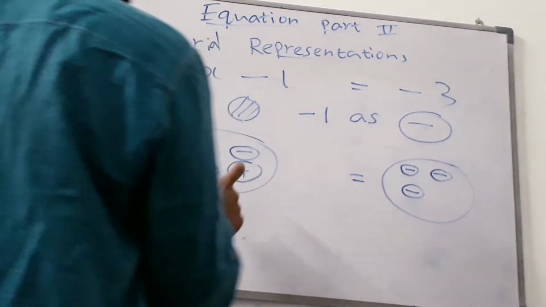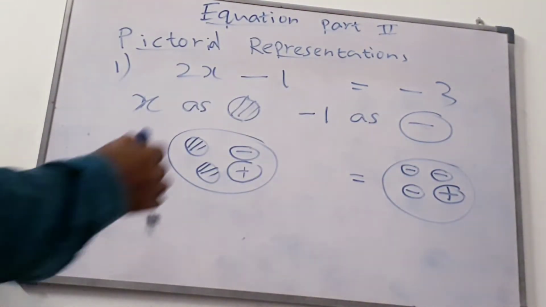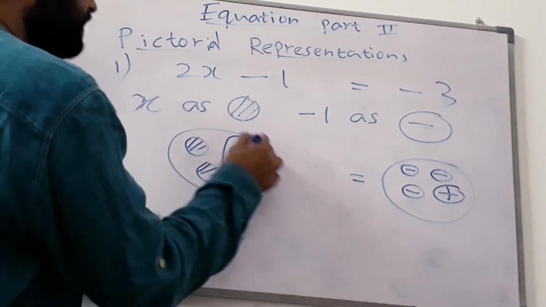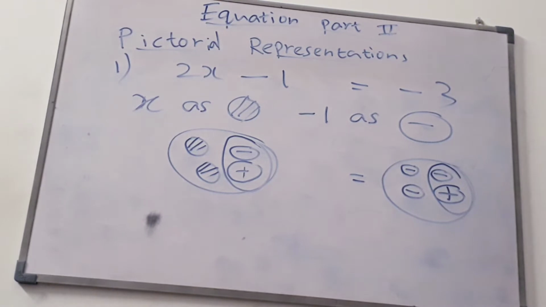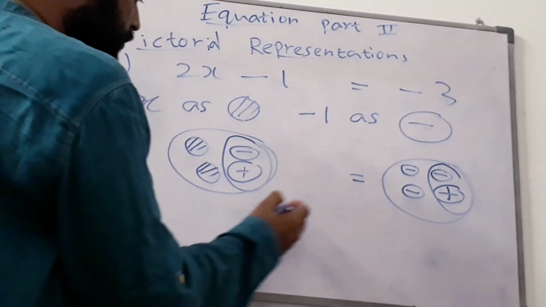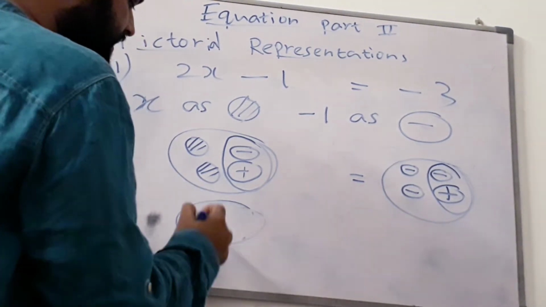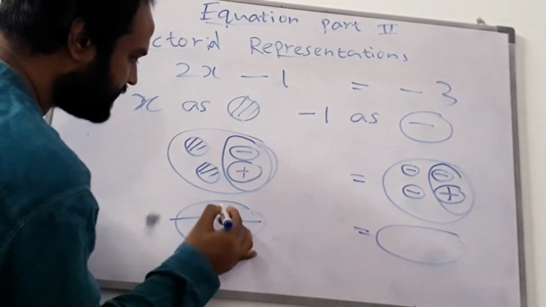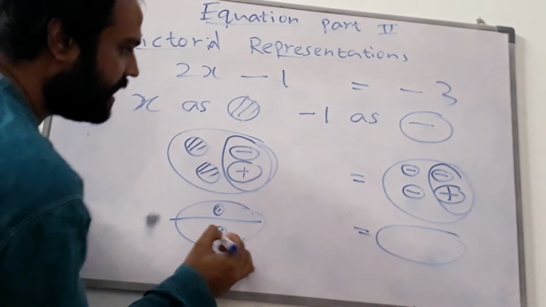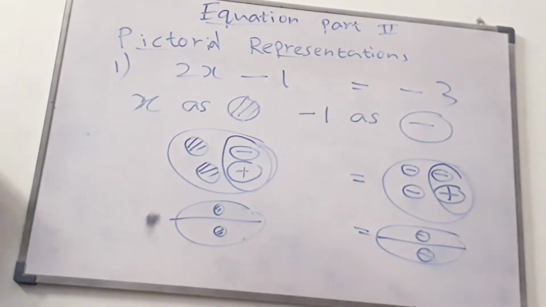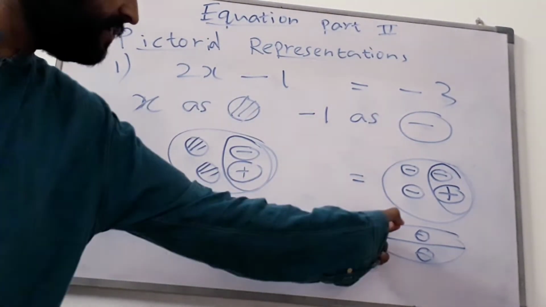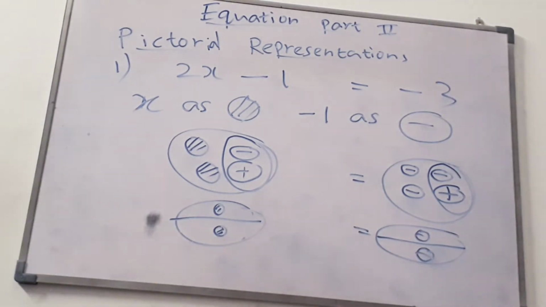If we do this to the left hand side, we have to do the same thing to the right hand side. Now this gets cancelled, minus and plus are cancelled. Here also minus and plus are cancelled. Now in this picture there are 2 x's and 2 minuses. 2 x's and 2 minus 1s.